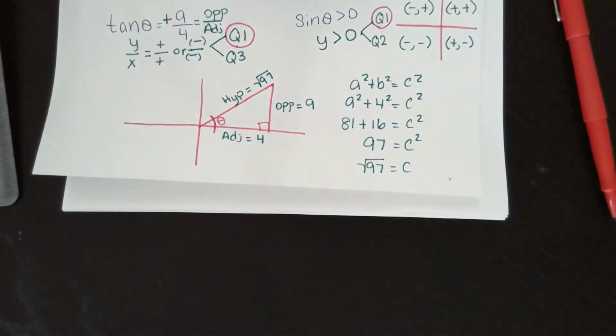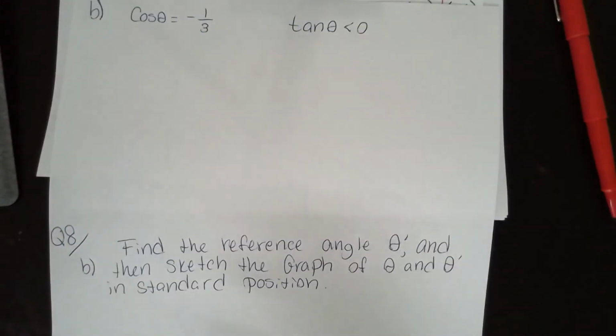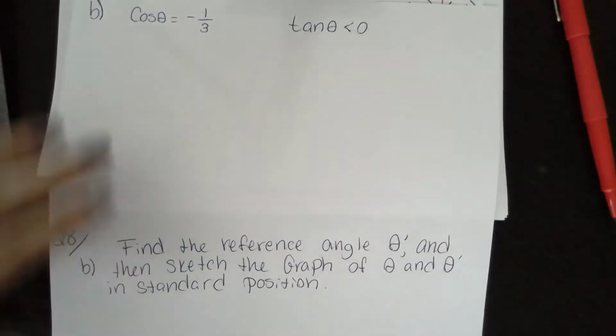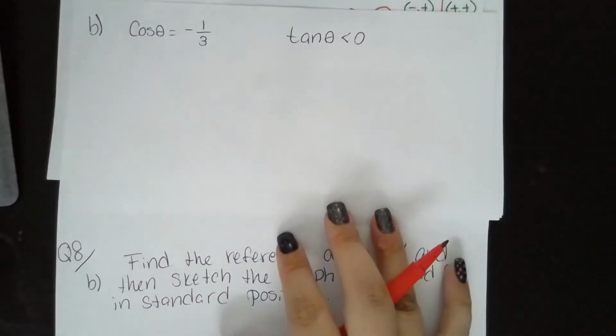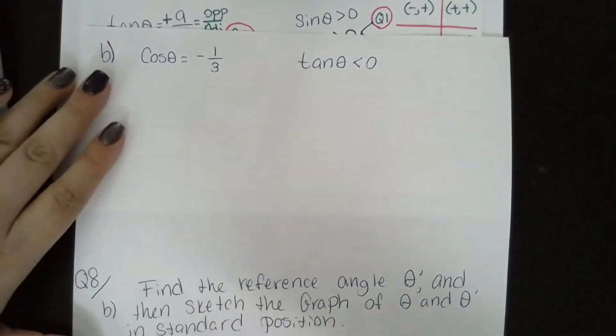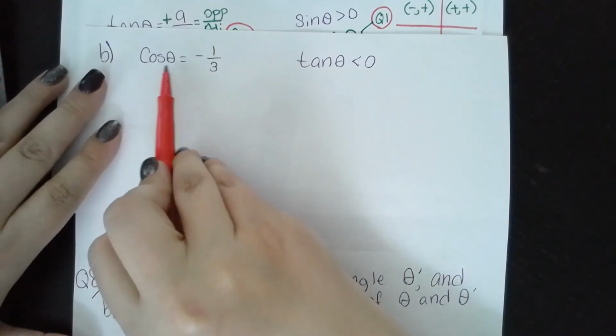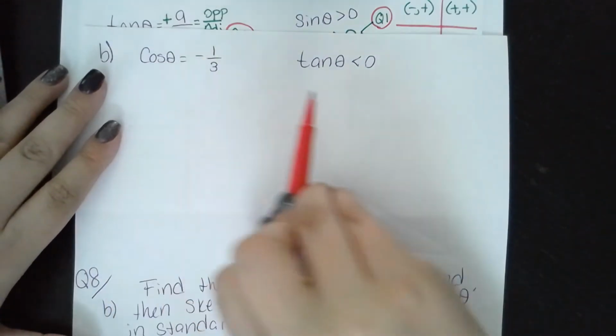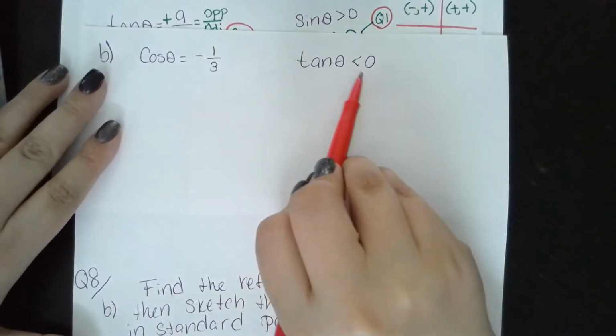I do want to set up the second one for you, just so that you can see the quadrant that we're in, and I'm not going to solve it. You guys can do that at home. The difference with this one is that cosine of theta is -1 over 3, and tangent of theta is less than 0.